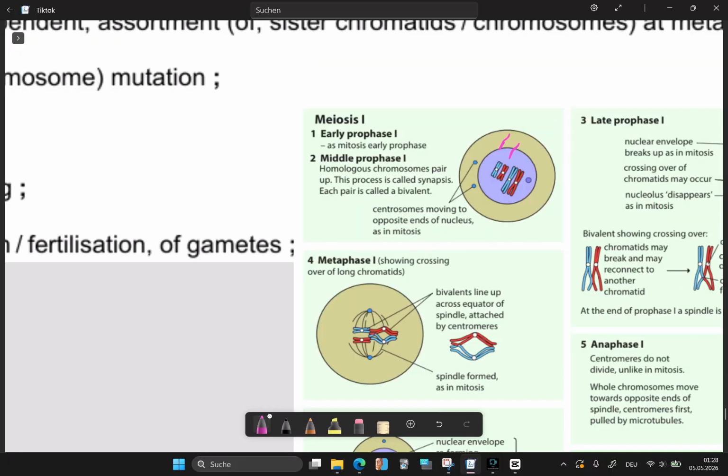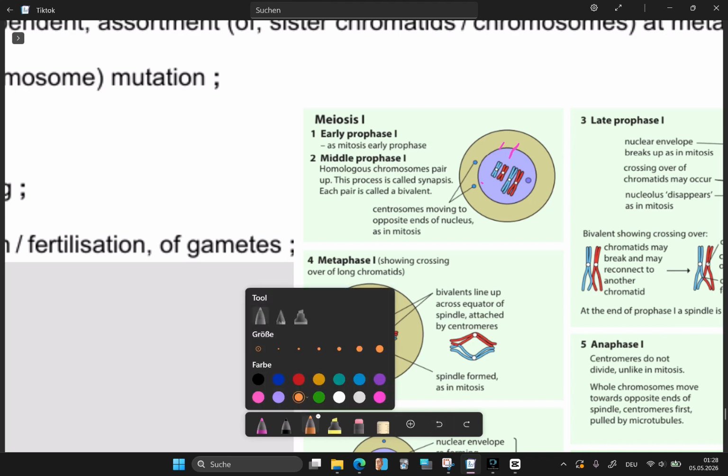Before meiosis 1, each chromosome has just one chromatid, and those are called homologous chromosomes. Okay, homologous chromosomes are two chromosomes that have the same genes. One is from the father and one is from the mother. Okay, so just before meiosis, they copy. So now each chromosome is made up of two chromatids. Okay, so that's the first thing.